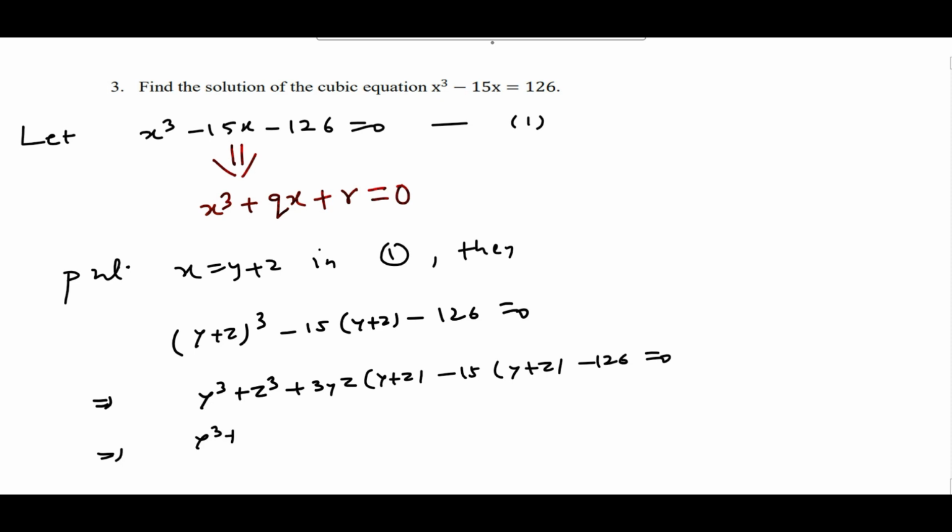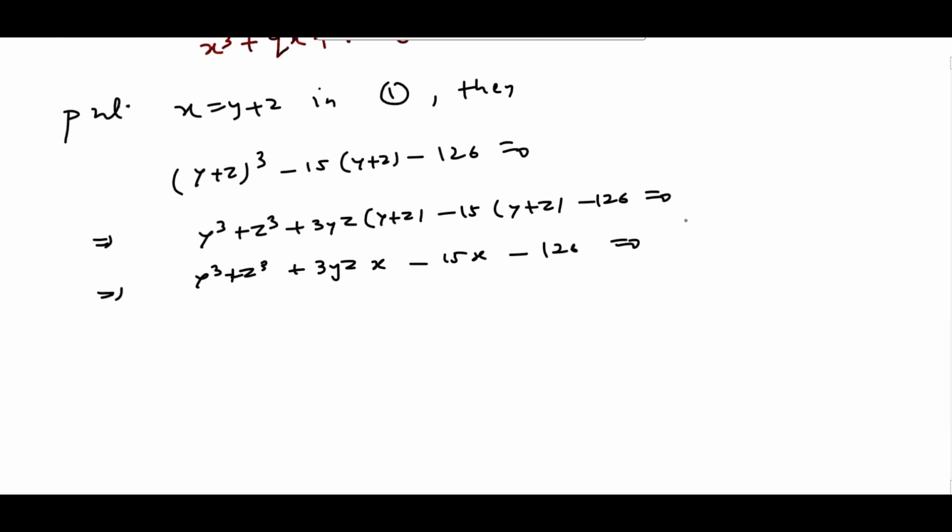So now here y cube plus z to the power 3 plus 3 times yz(y plus z) will give x, that is x minus 15 times x minus 126 is equal to 0. So further we need to take the common from here, and further we can write y cube plus z cube minus 126, take x as a common from the middle, it will give (3yz minus 15) multiplied by x equal to 0.